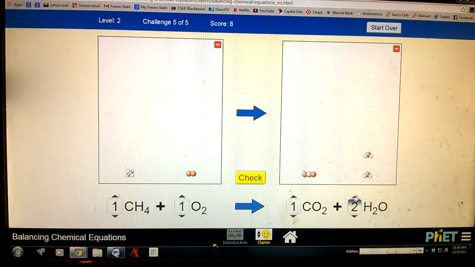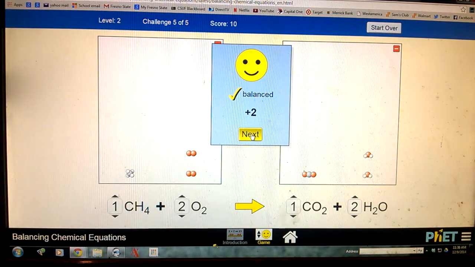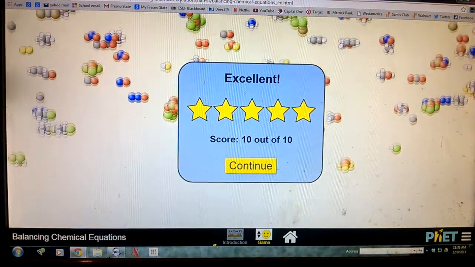So let's up. Now we have 1, 2, 3, 4 oxygens. Over here we have only 2. We have 1, 2, 3, 4 hydrogen. We have 4 hydrogen. So if we just take this up to 4, we should balance. And we're done.